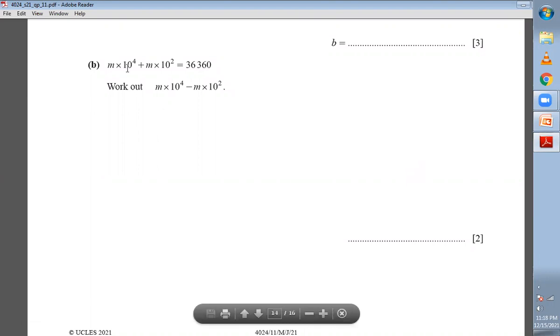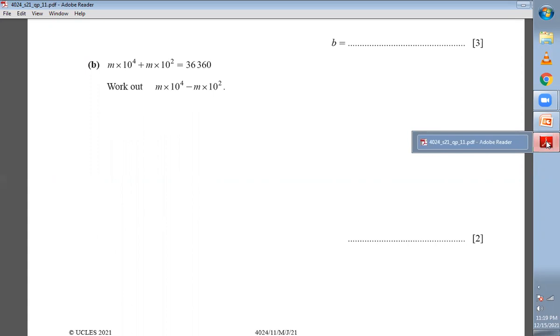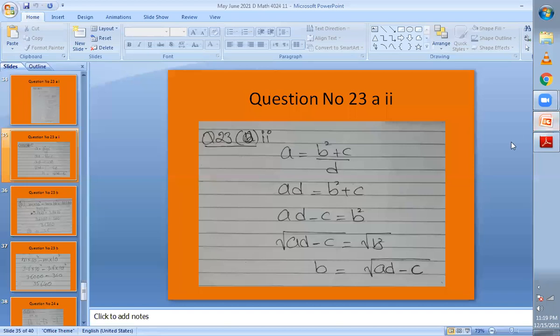Okay, so we have m times 10 to the power 4 plus m times 10 to the power 2, and that's equal to 3660. It says work out m times 10 to the power 8 minus m times 10 to the power 2. So they want us to find the value of this expression from here. Okay, so let me show you how I have done this.